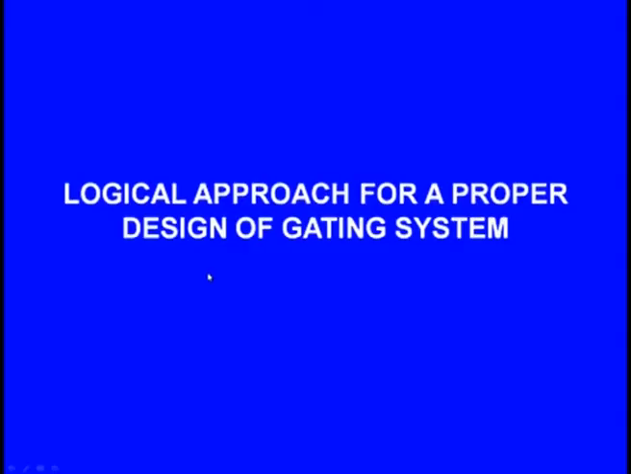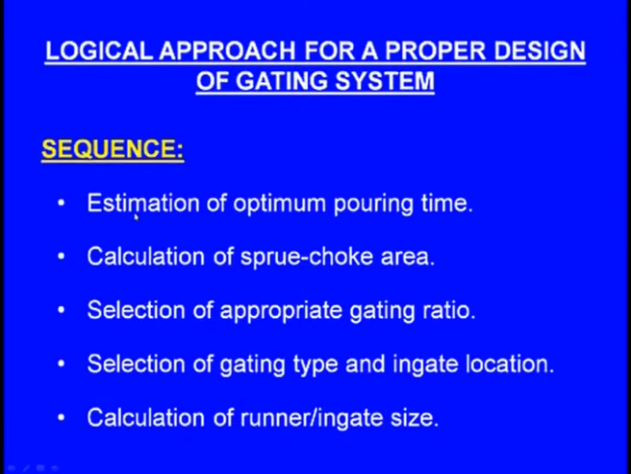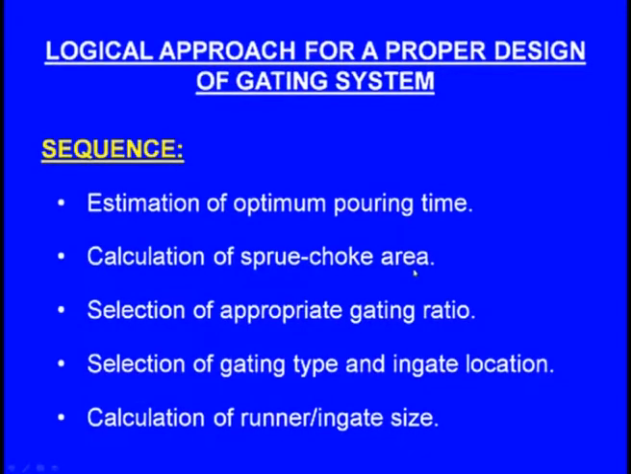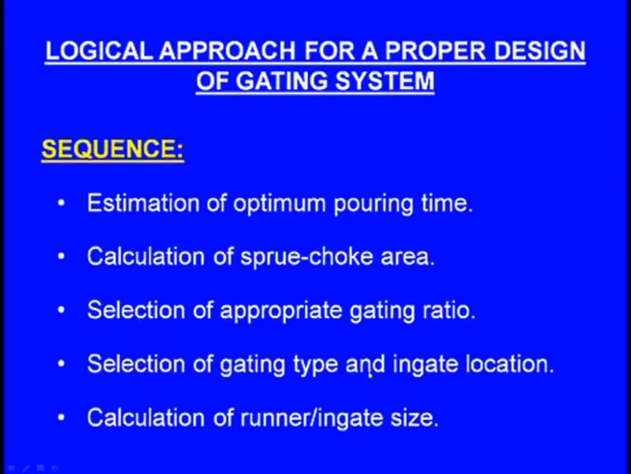Now, let us see the logical approach for a proper design of the gating system. What is this? First one, estimation of the optimum pouring time. Second one, calculation of sprue choke area. Next one, selection of appropriate gating ratio. Next one, selection of gating type and ingate location. Next one, calculation of runner or ingate size. So, this is the sequence in the logical approach for a proper design of gating system. Now, calculation of the pouring times.